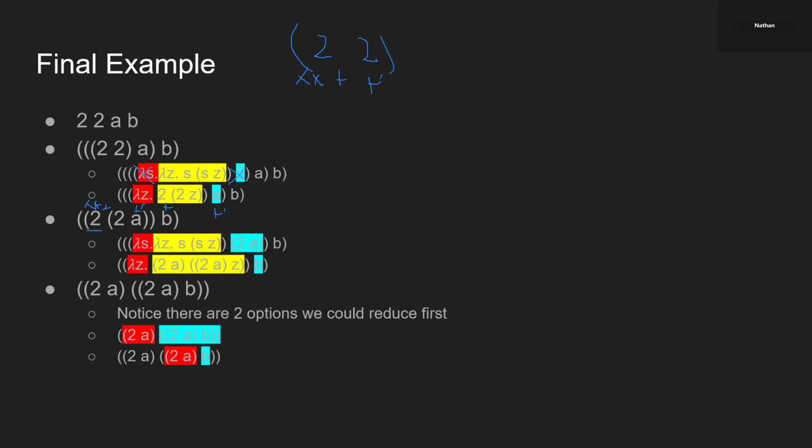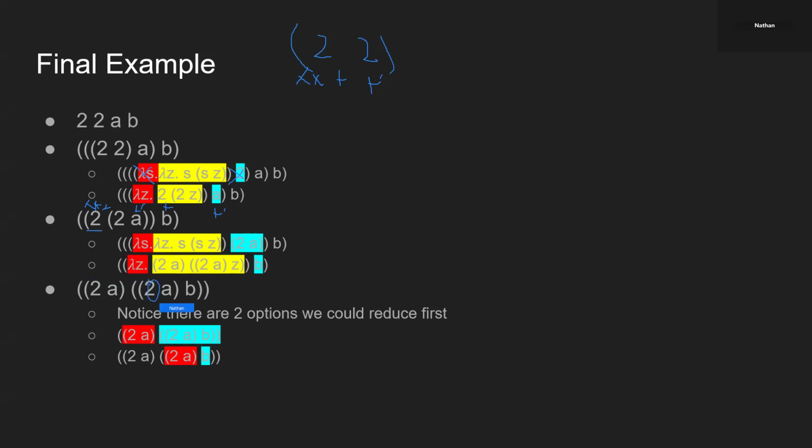You should notice there are technically two redexes we could do here. We could do this 2A right there. It's kind of difficult because it's curried, but this would be valid. We could start with this 2A right here, or we could start with this one.